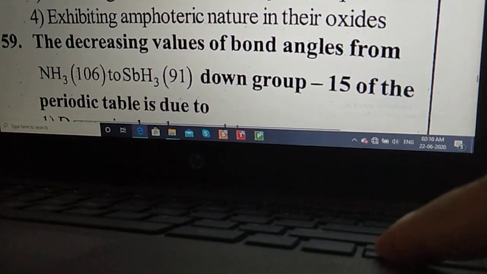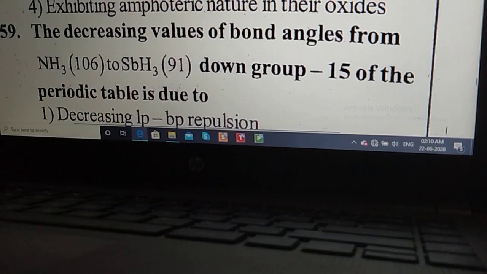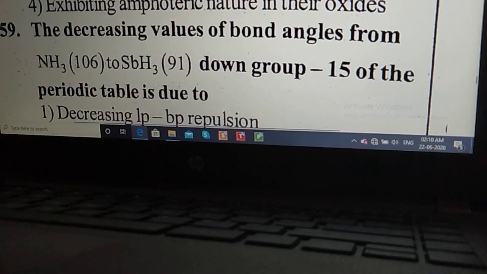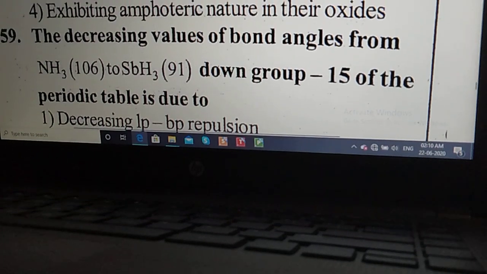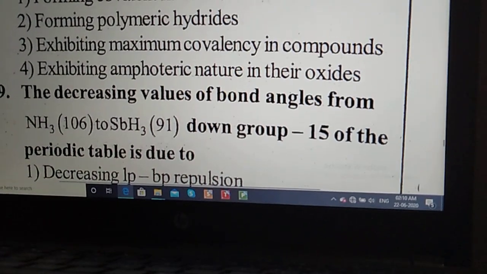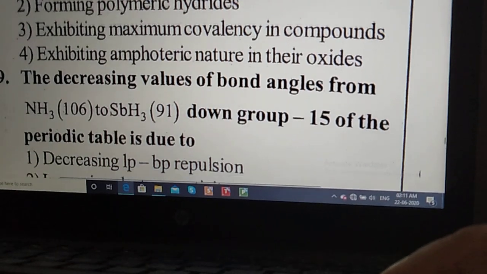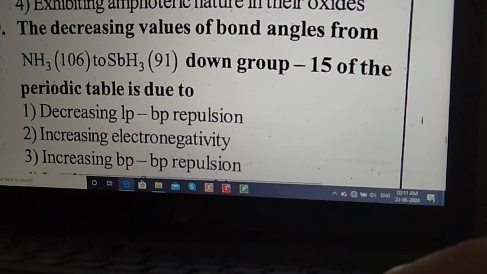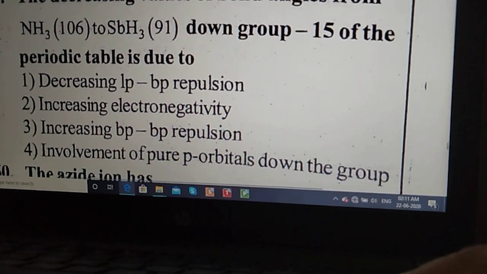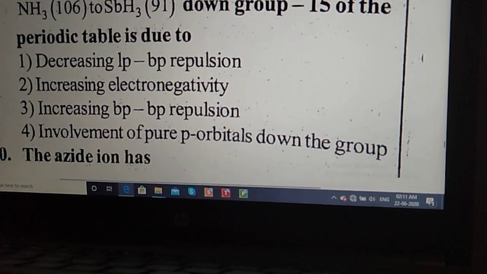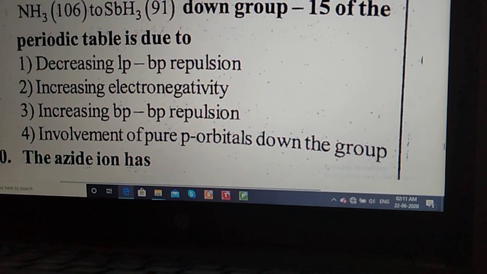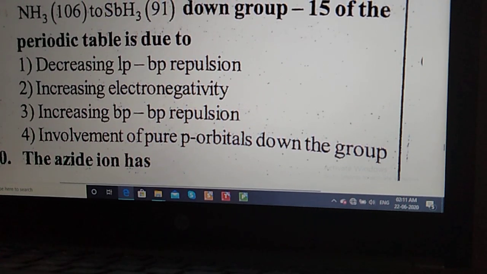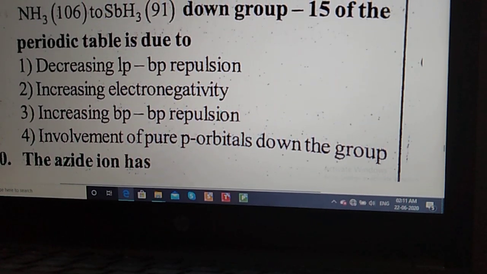Now the next question. They are saying the decreasing value of bond angle from NH3 to SbH3 down the group number 15. If you are going down the group, there will be a decrease in the bond angle, student. So why is there a decrease in bond angle? The first option they have taken is decrease in LP-BP repulsion. Moving down the group, lone pair bond pair repulsion is decreasing.